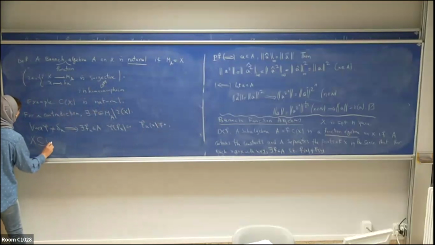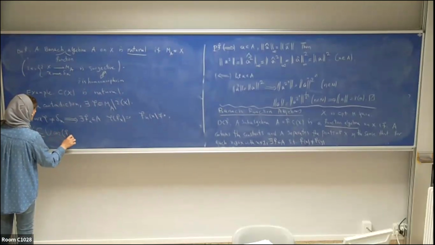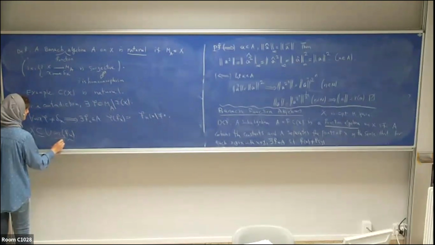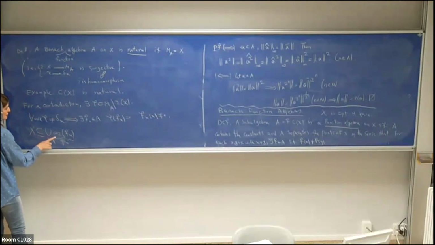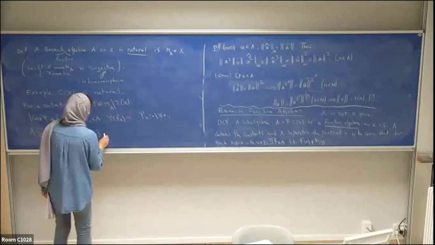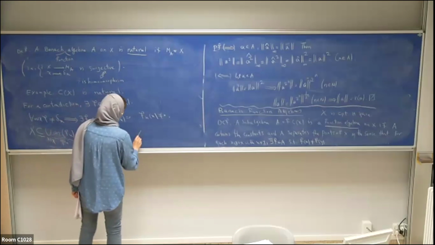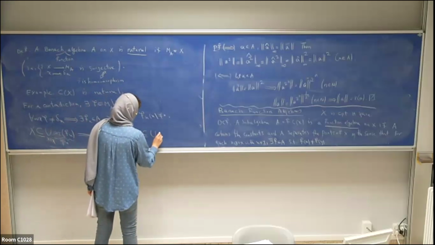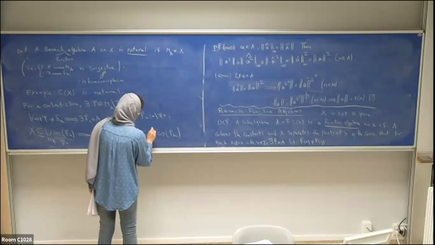X is a subset of the co-zero set of f of x. We know that they are open. X is compact, so each open cover has a finite subcover, and then there exist x1, ..., xn in X such that X is a subset of the union of the co-zero sets of f of xi, i from 1 to n.